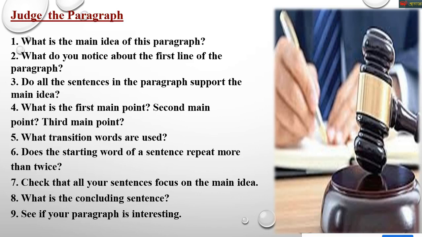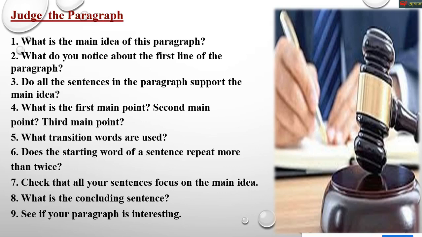What is the first main point? See the second main point, see the third main point. So you can see how it is described when we develop a new paragraph. And then, what transition words are used? Did you use any transition words or transition line? Does the starting word of a sentence repeat more than twice?